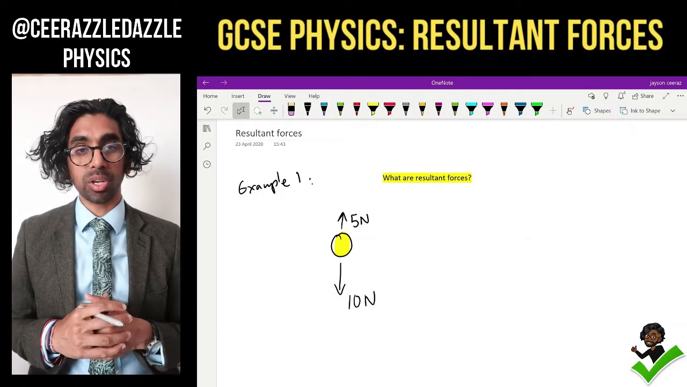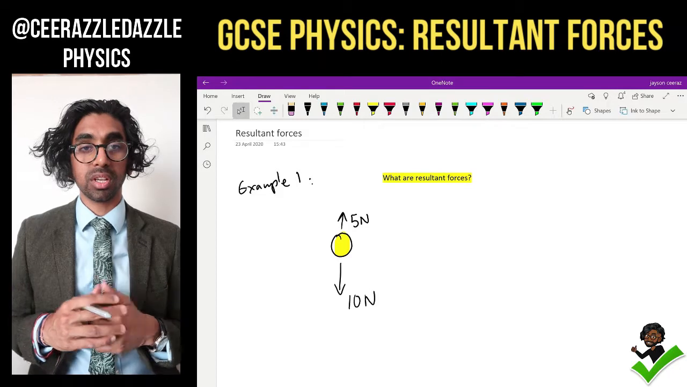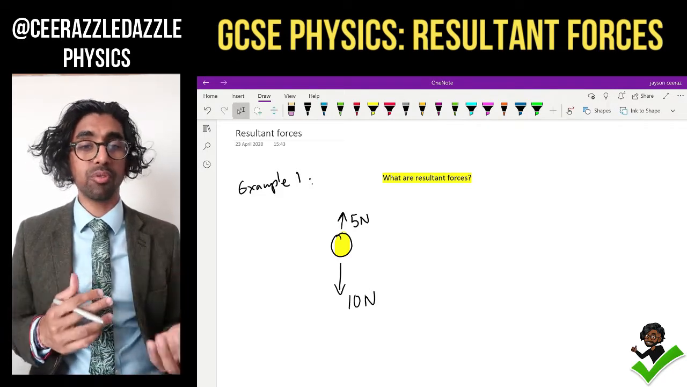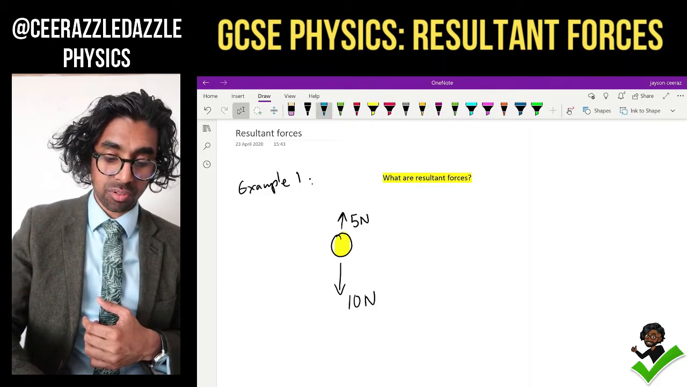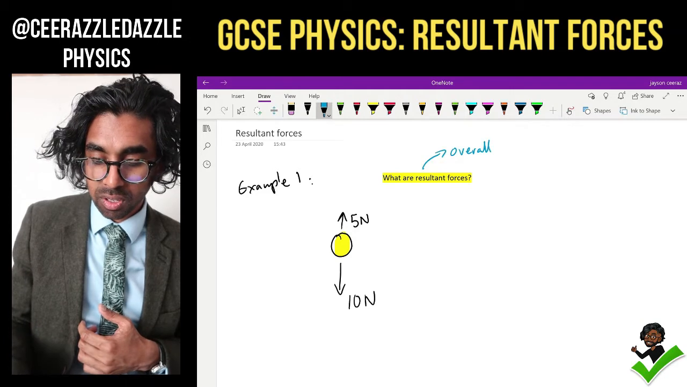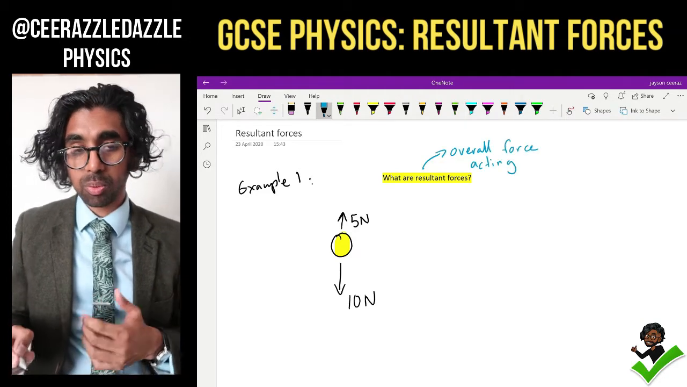In today's session, we're going to be talking about resultant forces. So, what exactly are resultant forces? They are basically the overall force acting. So the resultant force is basically the overall force acting. It makes a bit more sense when we look at some examples.